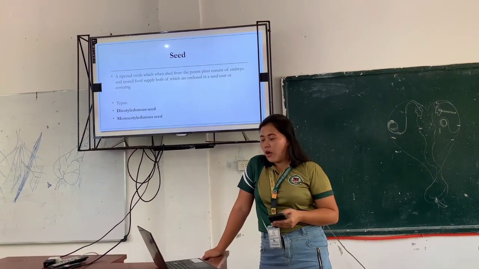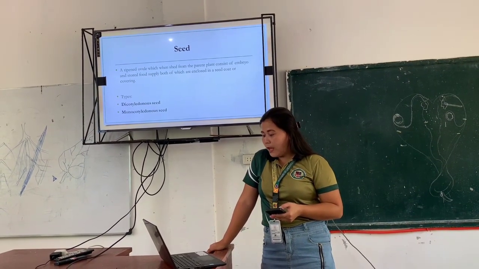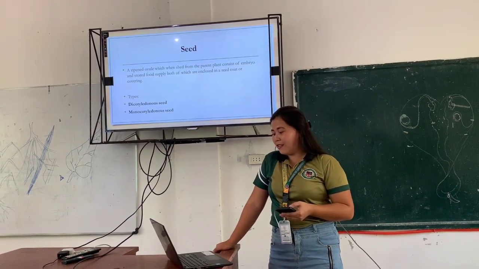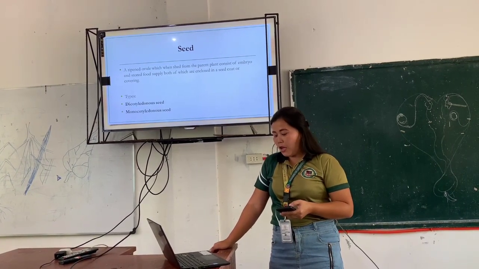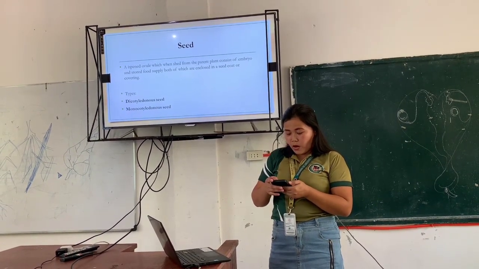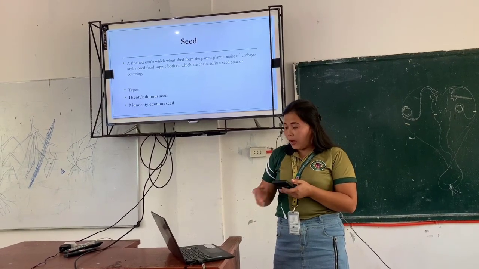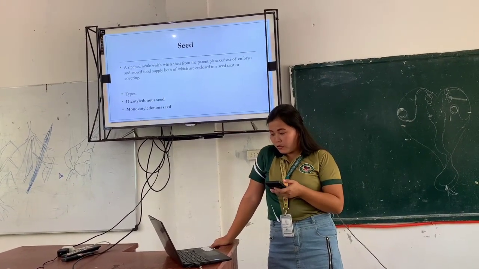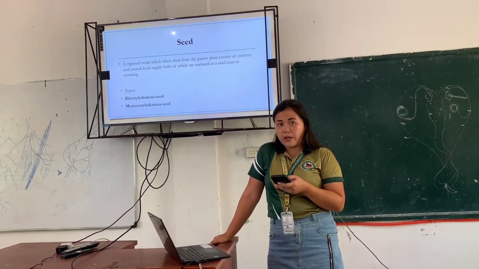So, naa ito duha ka types sa seed. Dicotyledonous seed o monocotyledonous seed. So, ang dicotyledonous is embryo lies within the excess of 2 cotyledons. Ang monocotyledons maka-consist po siya of seed coat, endosperm, and embryo.